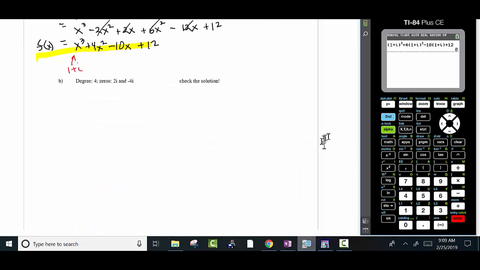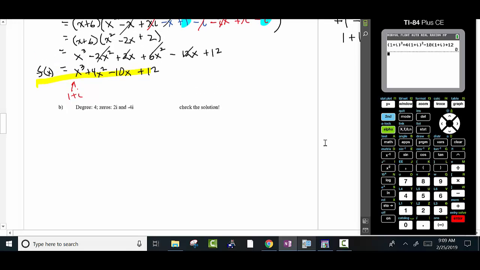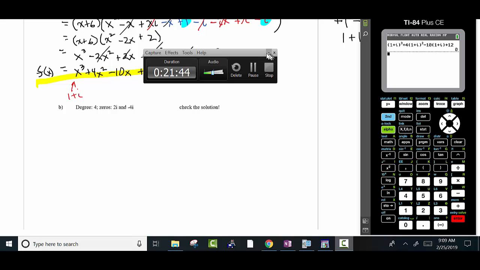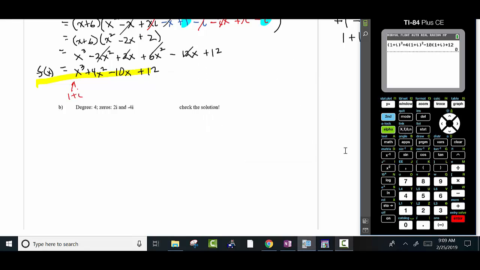But I'm going to do one more example of this. Even though it's a 4th degree, I kind of designed this so it's a little easier to work out. All right, so to begin with this one. Okay, it's a 4th degree polynomial. All right, I've given you 2 zeros. Tell me what the other 2 zeros are. Yeah, negative 2i and positive 4i, right?